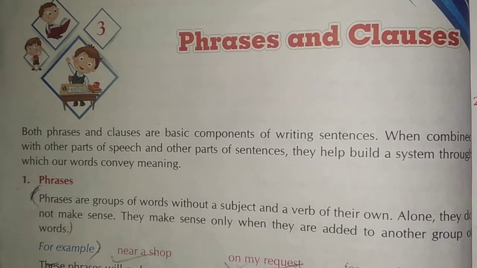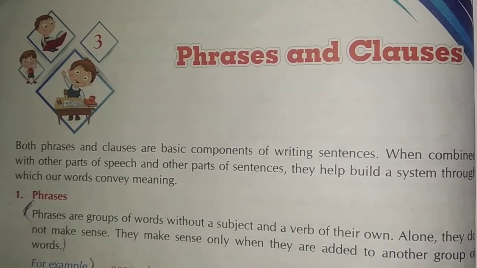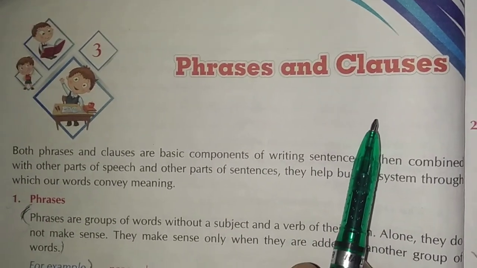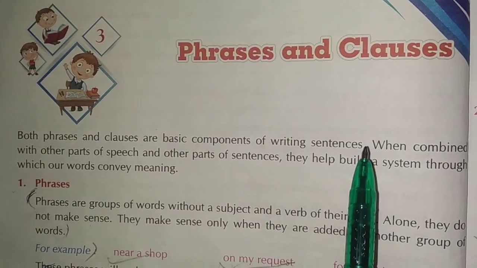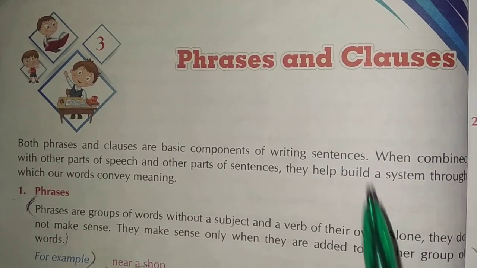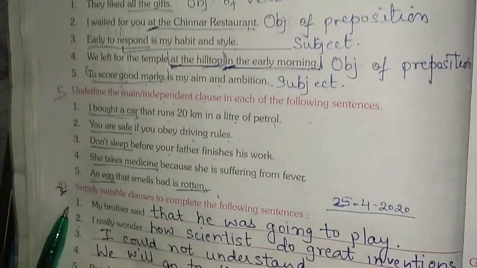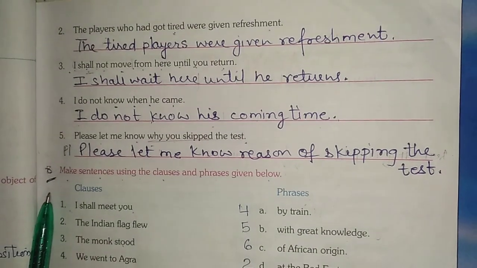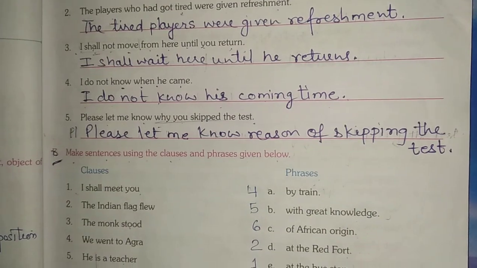Students, today I am coming back to chapter 3, phrases and clauses. Clear? Phrases and clauses. I have completely explained the chapter and discussed exercises A, B, C, D, E and exercise F. Now proceed to the next exercise, that is exercise G.